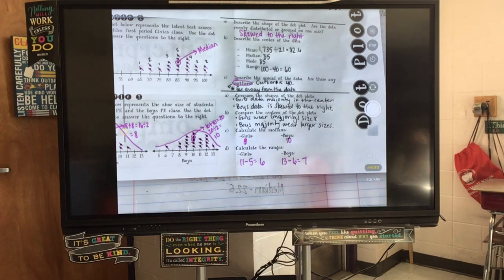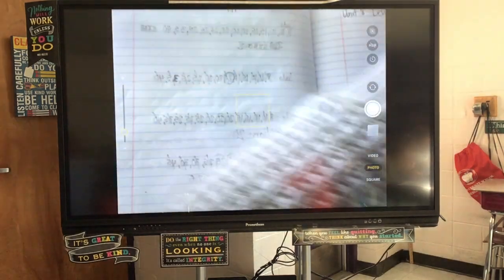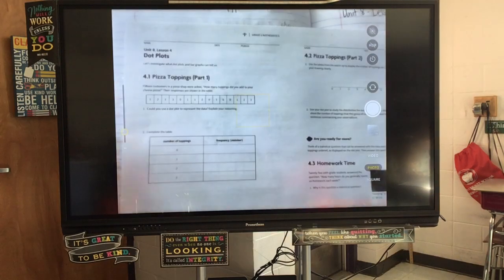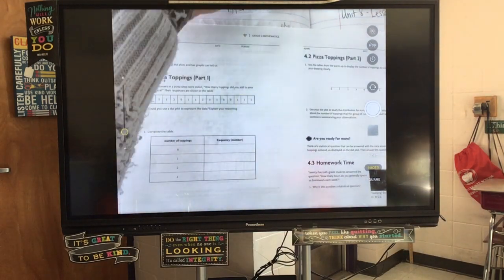All right, questions about creating a dot plot, interpreting a dot plot, and comparing dot plots? How do we feel? Okay, all right, so don't put this away, but I want you to put it to the side and go ahead and get out your lesson 4 from today.